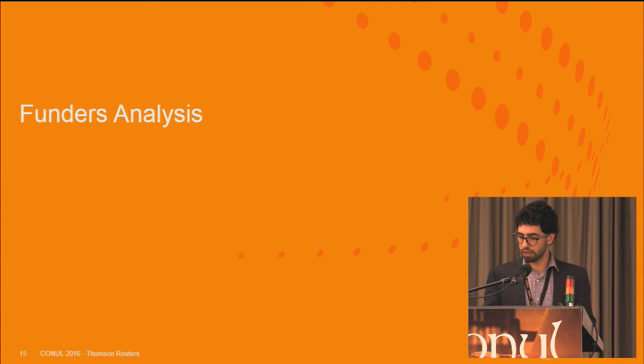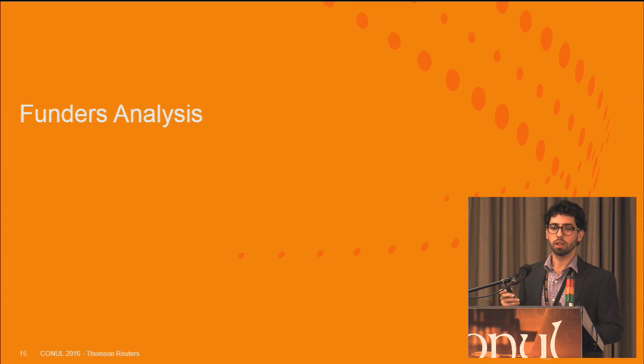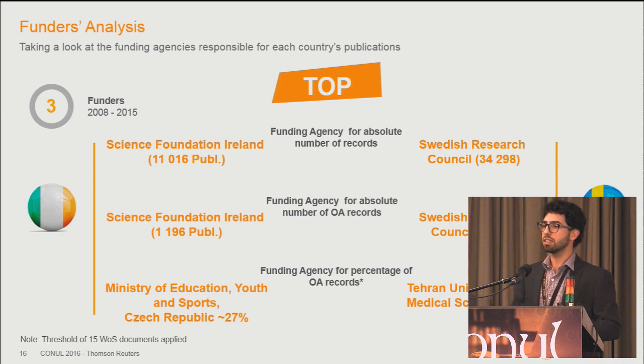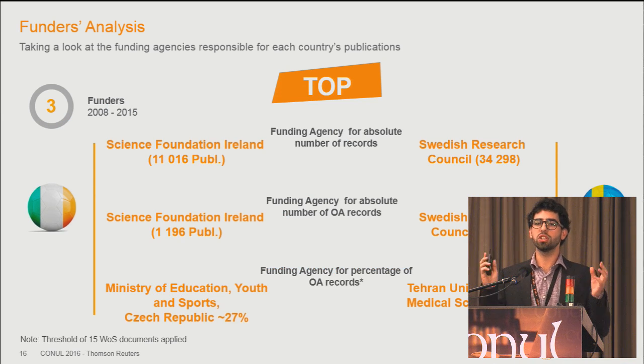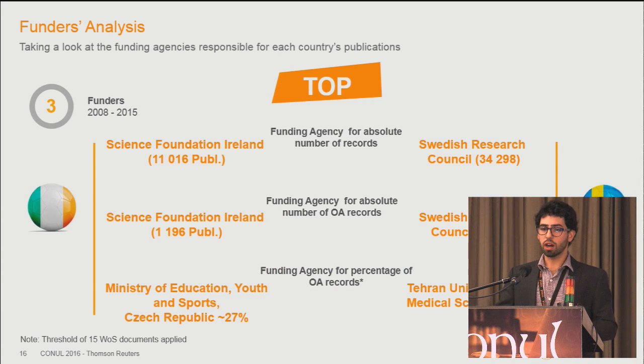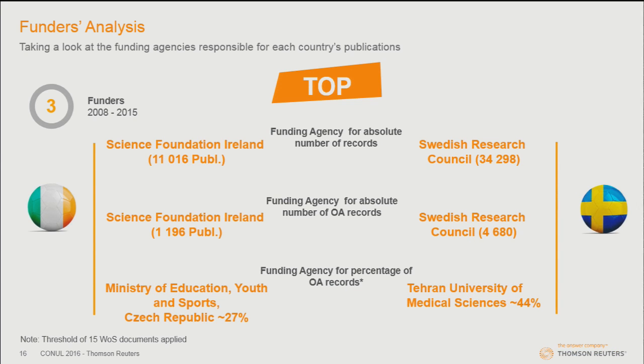Well, let's talk about funders now. Analyzing the funders, well, there's a lot of data here to analyze, so we just decided to go to the top. So which are the top funding agencies for absolute number of publications for each country? So you can see that in Ireland, it's the Science Foundation Ireland, and in Sweden, it's the Swedish Research Council. Of course, they have different numbers of publications, but the Swedish one is higher. But we saw that when we took a look at the general panorama of both countries. So Sweden has a tendency of having more papers generally. So it's not a surprise that they come with more papers here.